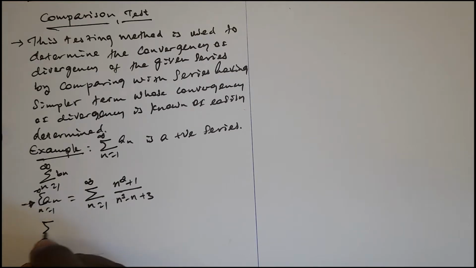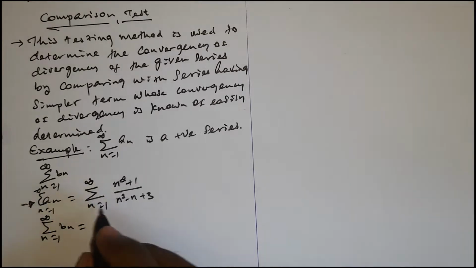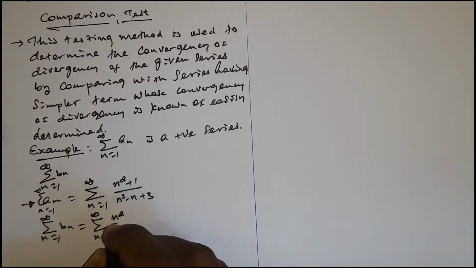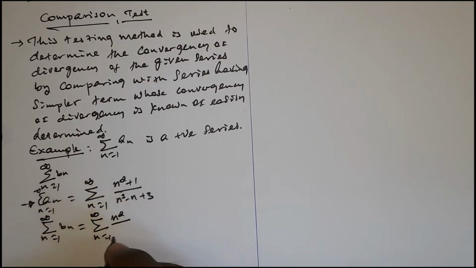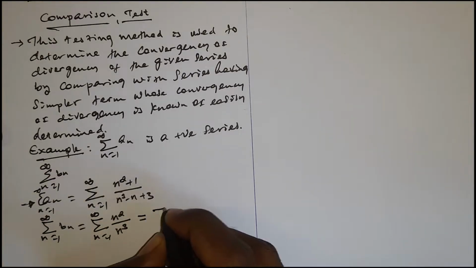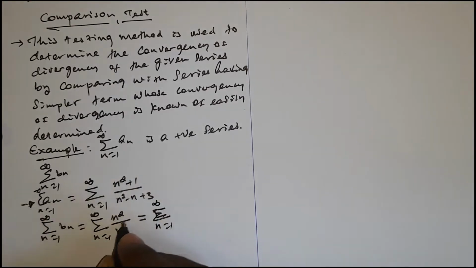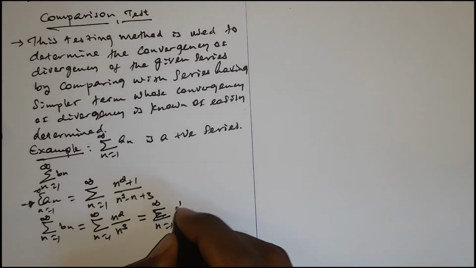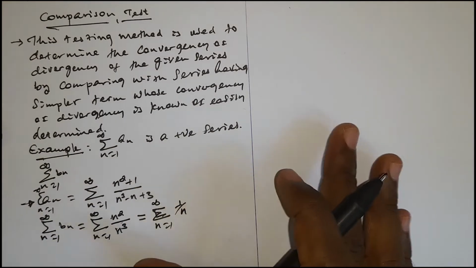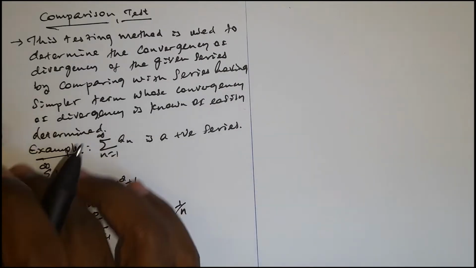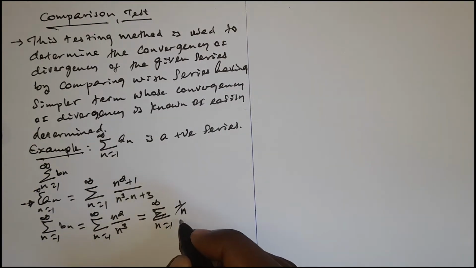This means summation as n runs from 1 to infinity of Bn is equal to, here the dominant term of the numerator is n square, so n square over, here the dominant term is n cube. N square over n cube, which is equal to the summation as n runs from 1 to infinity of n square over n cube, which is 1 over n. So the required series or Bn is 1 over n.